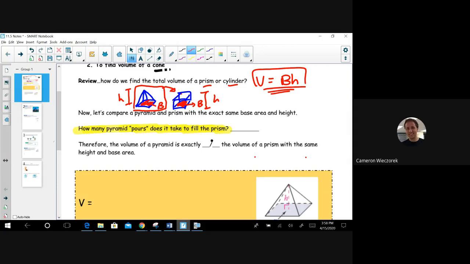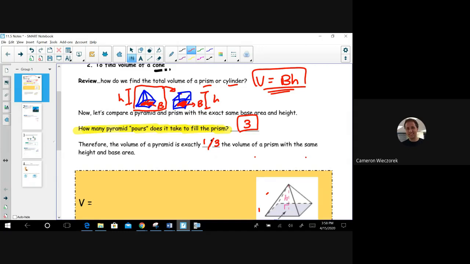Moment of truth. How many pyramid pours will it take? Here we go. Not one, not two, but it'll take 3 times to fill up that pyramid before you completely fill up that prism with water. Okay? So what does that mean? That means that the pyramid is going to have 1/3 the volume of the prism, which would make sense.